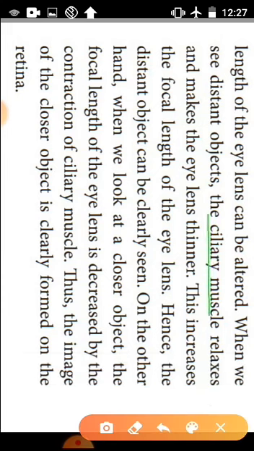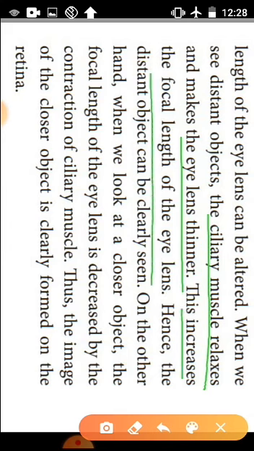When the ciliary muscles relax, what is relaxed? The ciliary muscles become thinner in size, that is relaxing. Okay, so when the ciliary muscles relax, the eye lens becomes thinner, and it increases the focal length of eye lens, so we can get the clear image from the distant object.